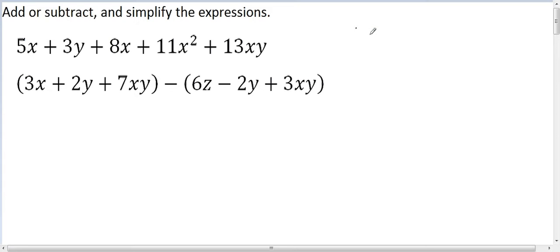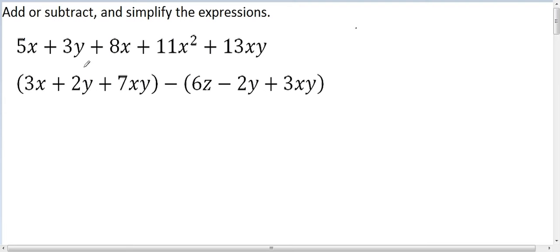Let's take a look at the examples. Add or subtract and simplify the expressions. The first expression is 5x plus 3y plus 8x plus 11x squared plus 13xy.